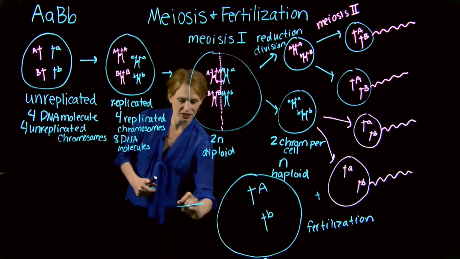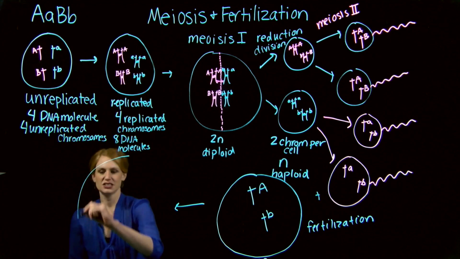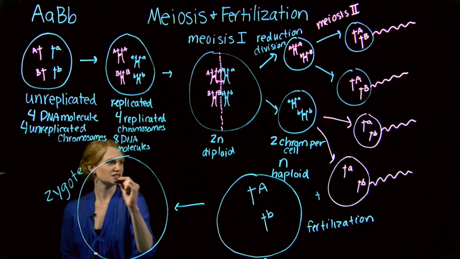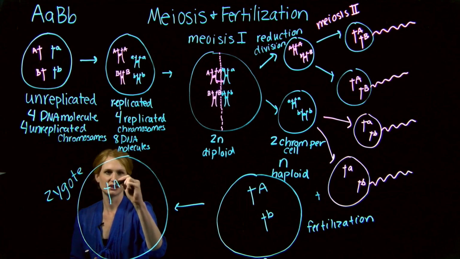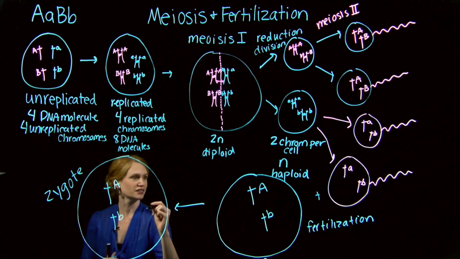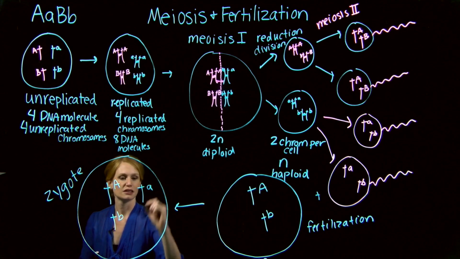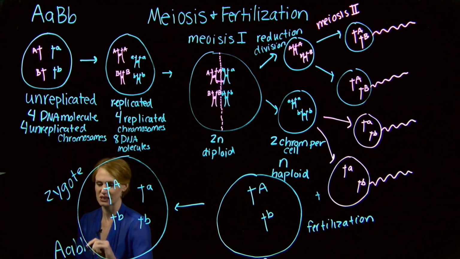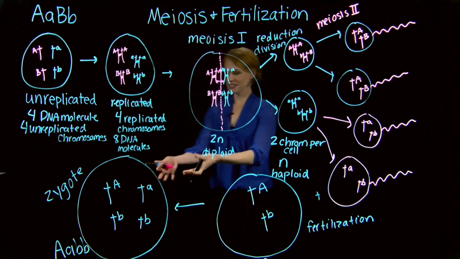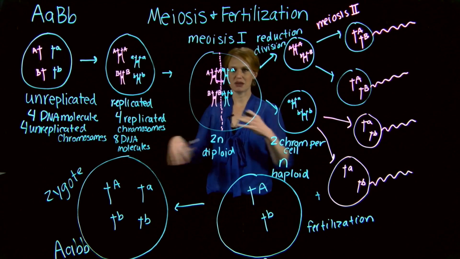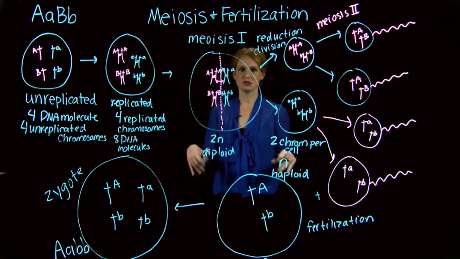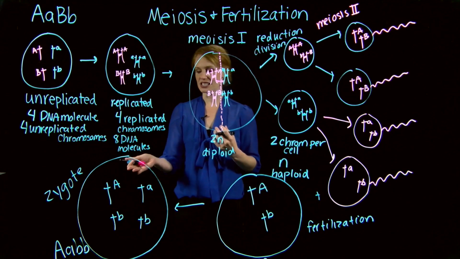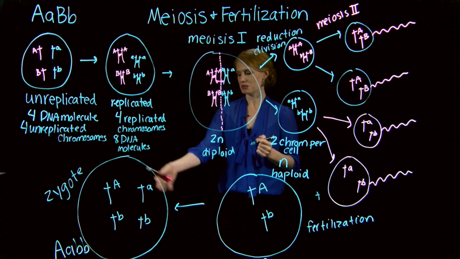So what we end up with after fertilization is a zygote. In this zygote, all I'm going to do is put these DNA molecules together here. This zygote has the genotype big A, little b, and this could be you. This zygote just divides by mitosis multiple times to give rise to a multicellular organism like you. And each cell of your body has these chromosomes and these particular alleles.